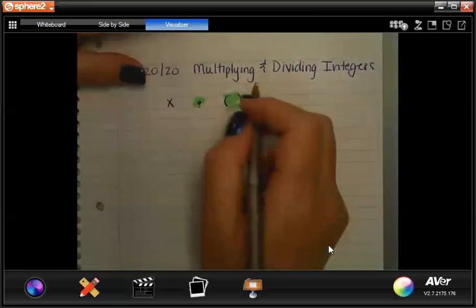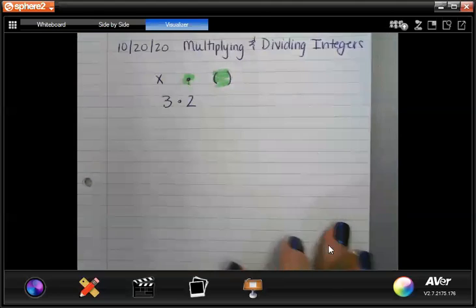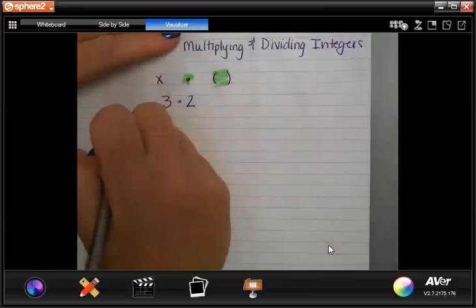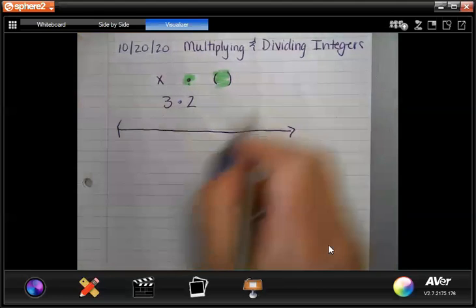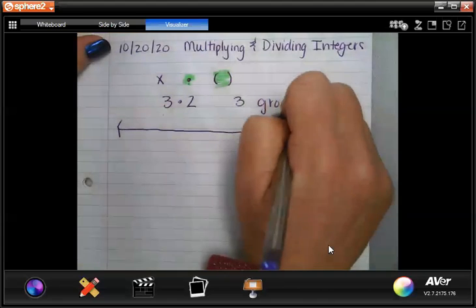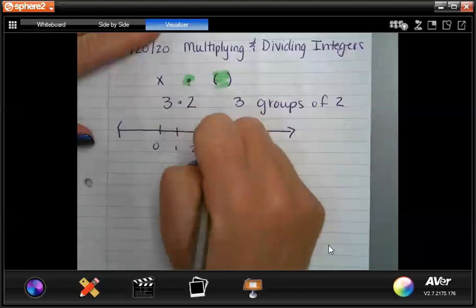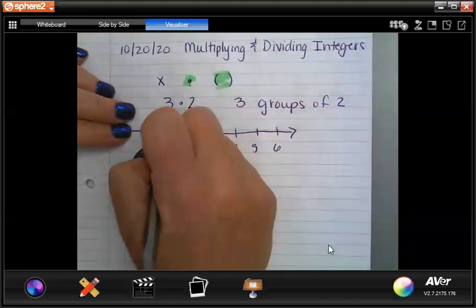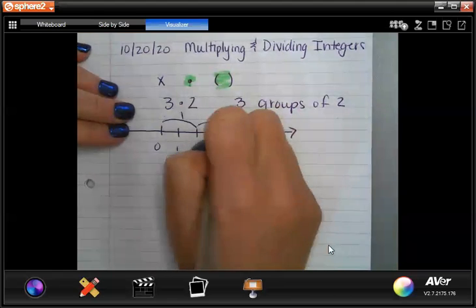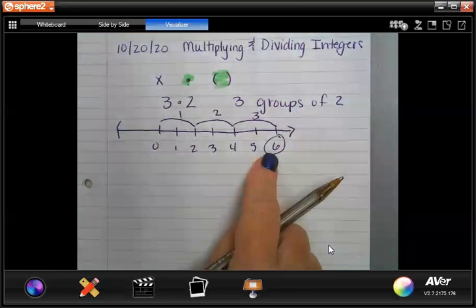So take a look at this. If I have 3 times 2, I know you guys are like, oh, Mrs. Parkin, come on. But I want you guys to see this. What this means is that we have 3 groups of 2. So 1, 2, 3, 4, 5, and 6. So 3 groups of 2 would be 1 group of 2, 2 groups of 2, and 3 groups of 2. So our product, because the product is the answer to a multiplication problem, is 6.